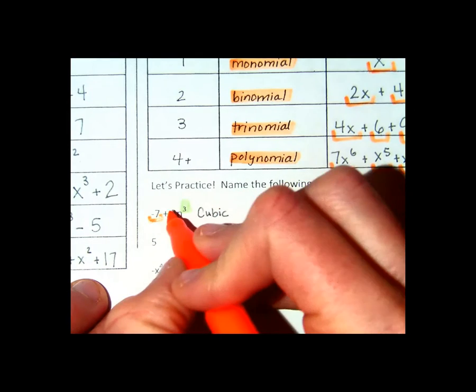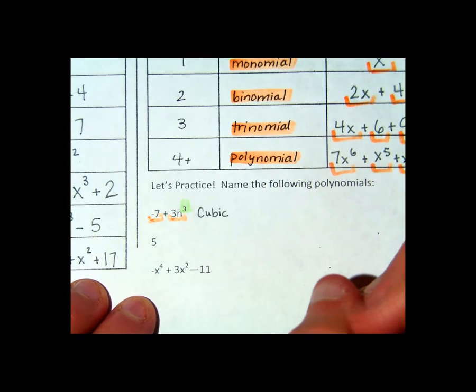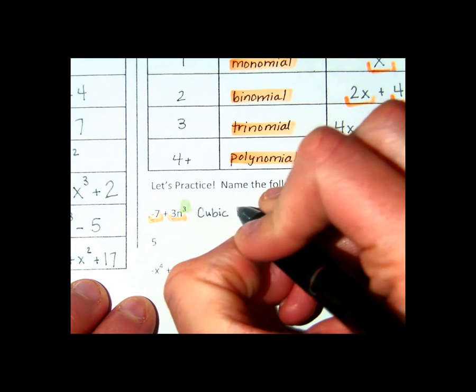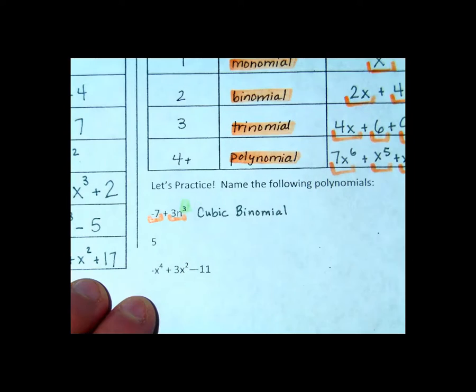How do we get the last name? Okay, we got 1, 2. So what's its last name? Cubic binomial is its name. That's all I have to do is name it.